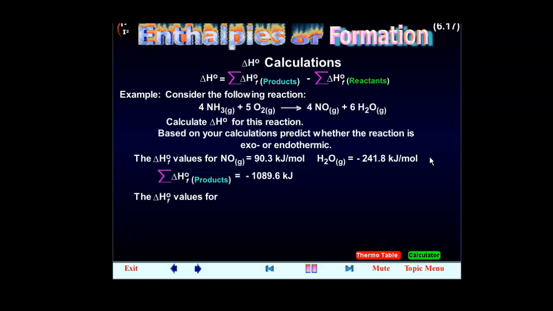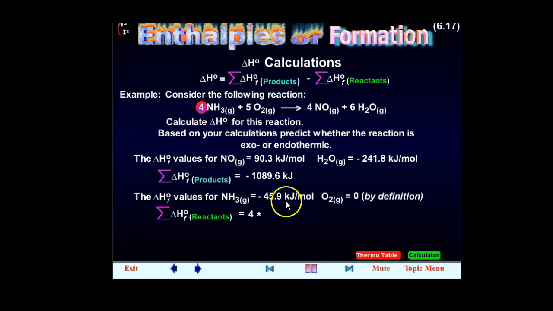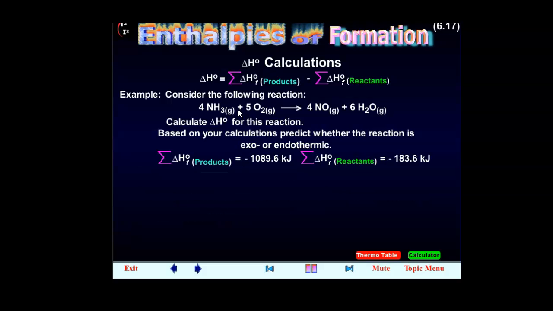The delta HF superscript 0 values for NH3 gas equals negative 45.9 kilojoules per mole. O2 gas equals 0 by definition. Summation delta HF superscript 0 reactants equals 4 times negative 45.9 kilojoules per mole equals negative 183.6 kilojoules. Delta H superscript 0. Now remember, the delta H for oxygen is 0. That's why anything plus 0 is just the number. So that's why this is like that. Okay, reactants is just 4 times the value for ammonia.